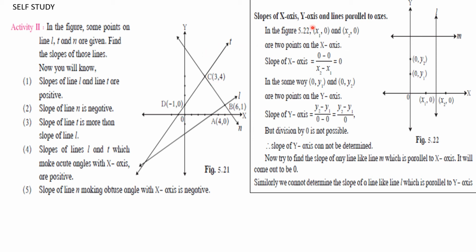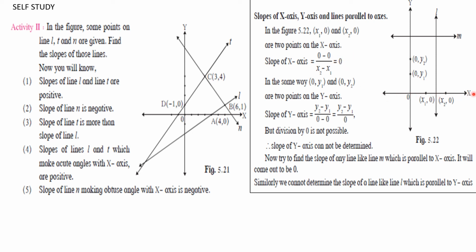Now study the slopes of the x-axis and y-axis and the lines which are parallel to these axes. Line M is parallel to the x-axis, line L is parallel to the y-axis, origin O. Coordinates x1, 0 and x2, 0 are 2 points on this x-axis. Slope of the x-axis is the ratio of the difference in y coordinates to the difference in x coordinates. So 0 minus 0 upon x2 minus x1. Here x2 minus x1 is a non-zero number. So this answer is 0. So the slope of the x-axis is 0.